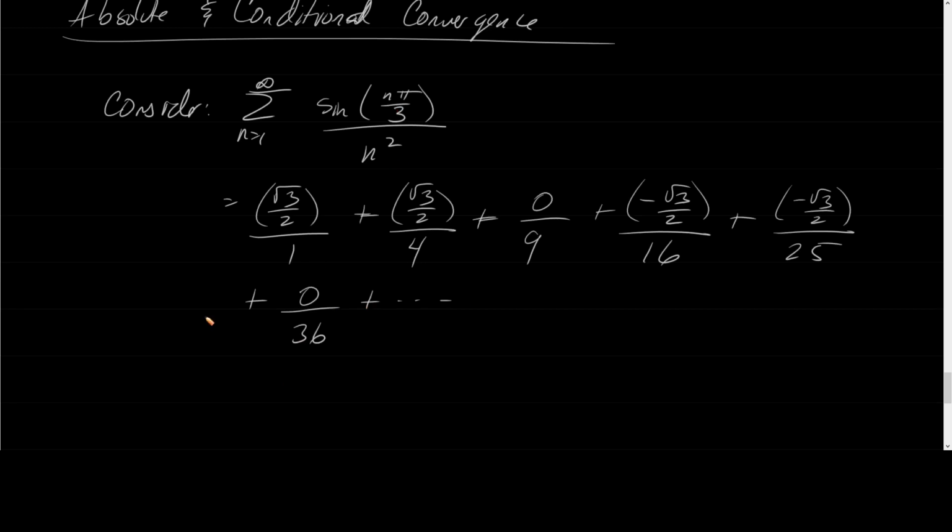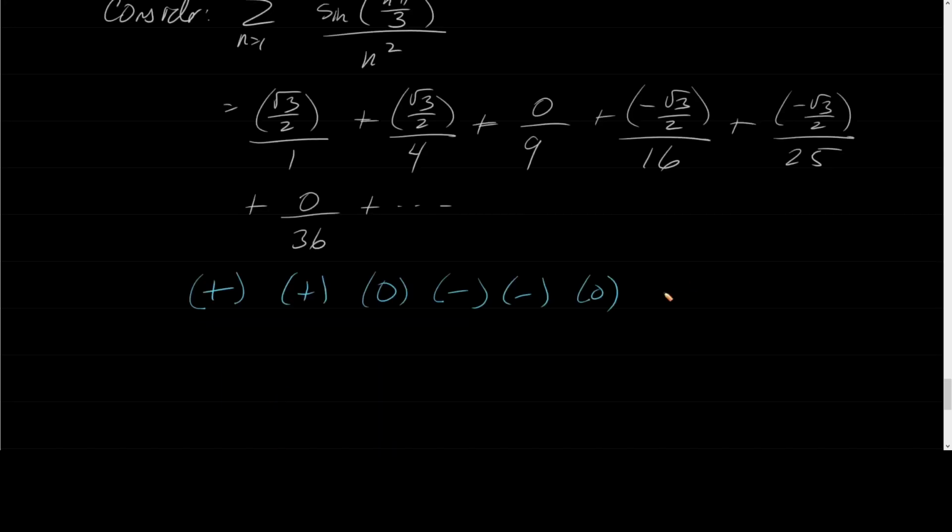What I want you to notice here is the pattern that is happening. We end up with a positive, positive, 0, negative, negative, 0 again. The thing about sine is that it ends up repeating itself over and over again. It's circular values there. So it's going to be, again, positive, positive, 0, negative, negative, 0, positive, positive, 0, and so on and so forth.